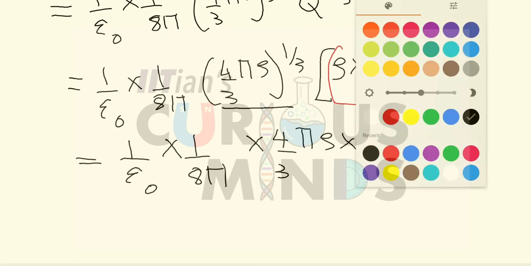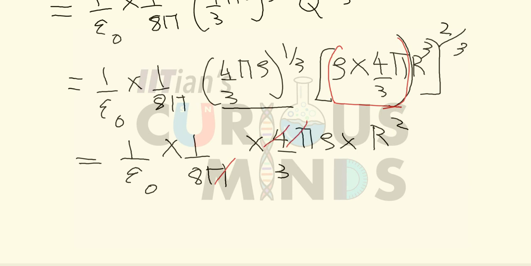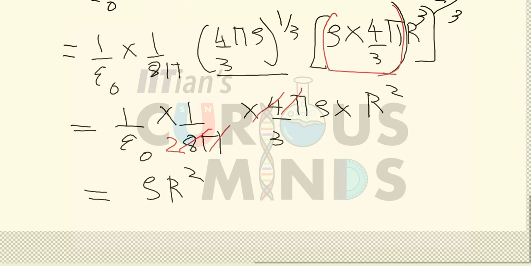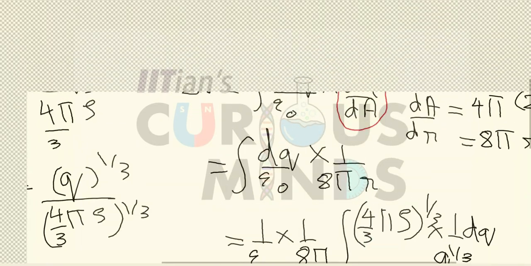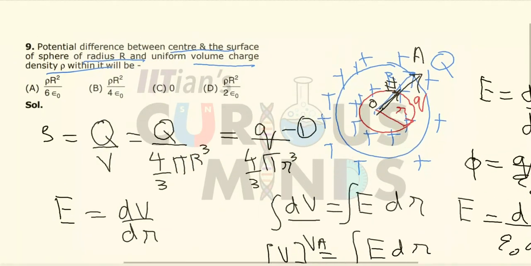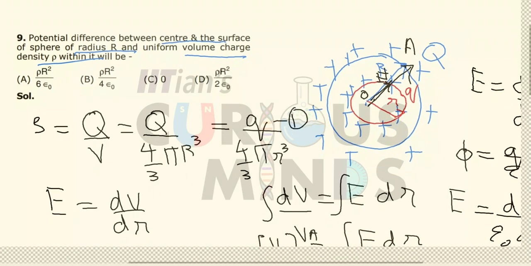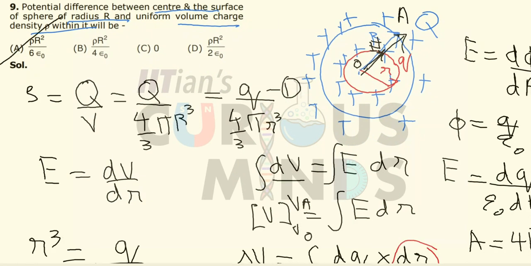Now for the last term, the simplification: pi and pi will get cancelled, and 4 will be multiplied by 2. So this will be equal to rho r square divided by 6 epsilon naught. The final potential difference will be rho r square divided by 6 epsilon naught, which is equal to option number A.